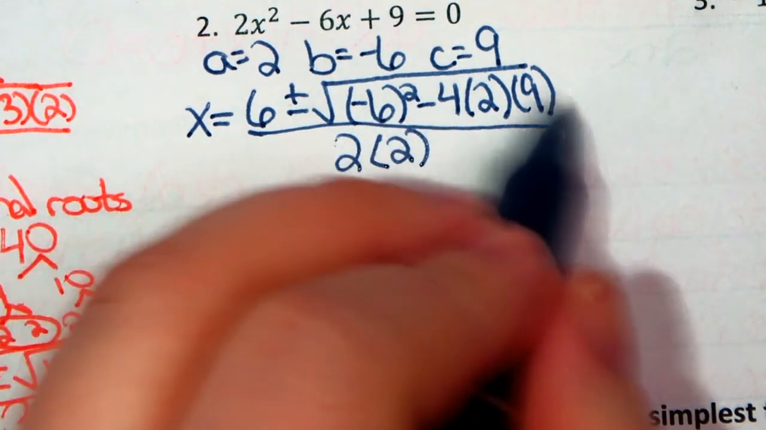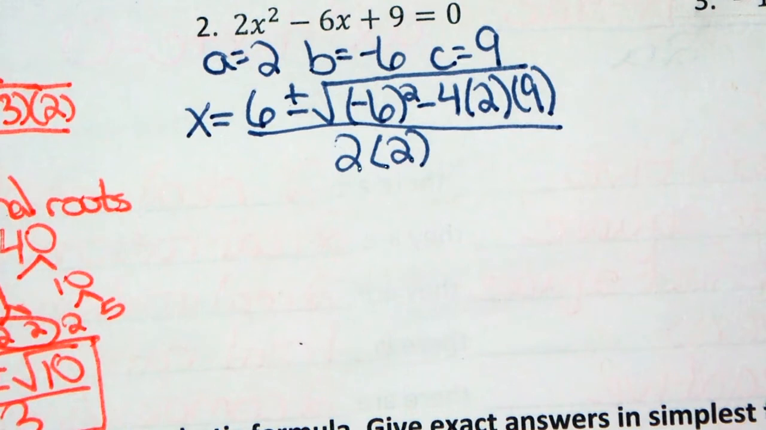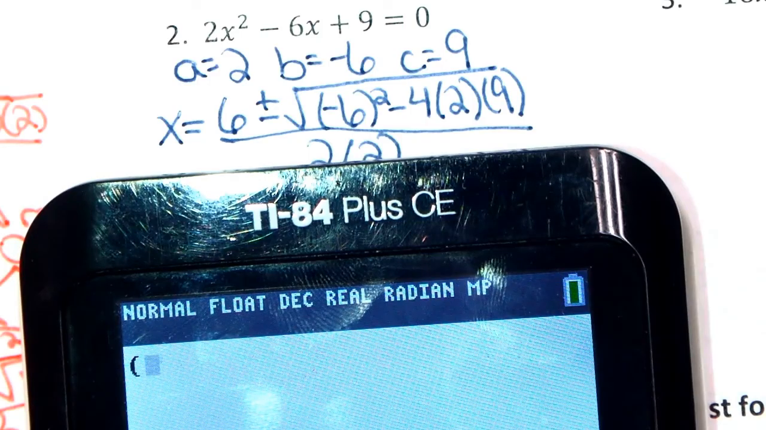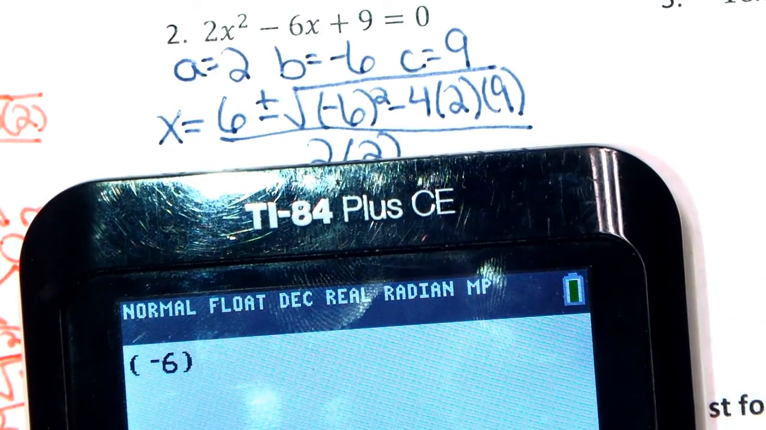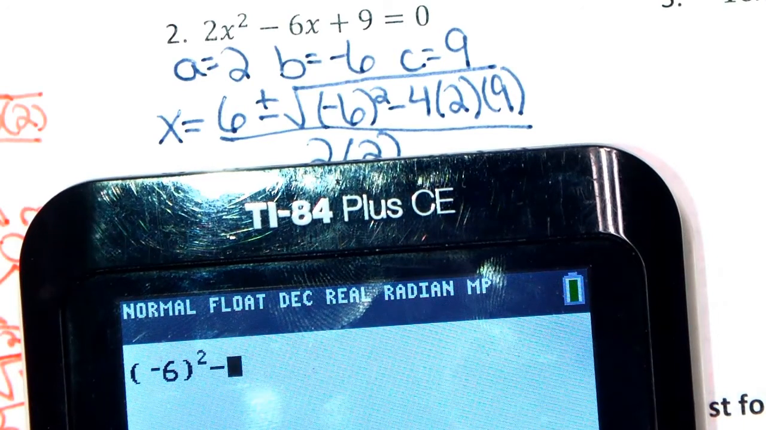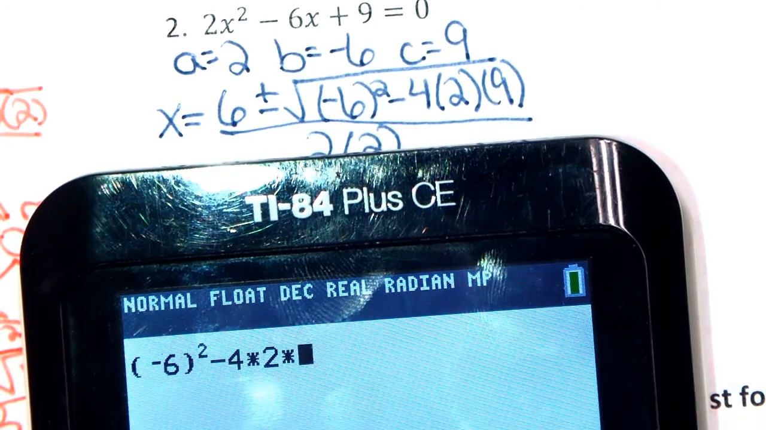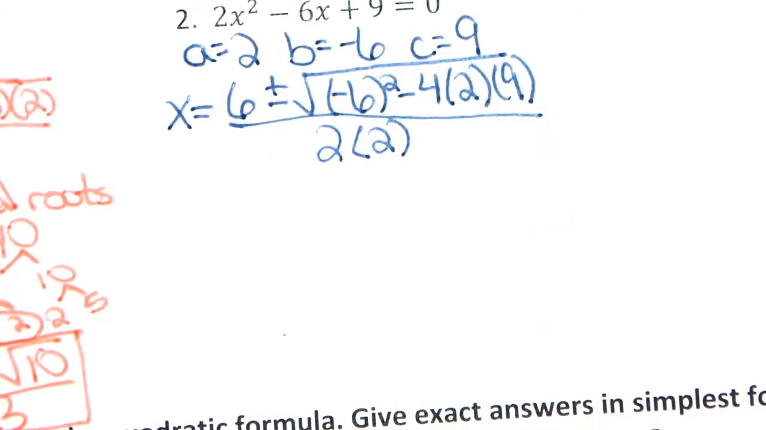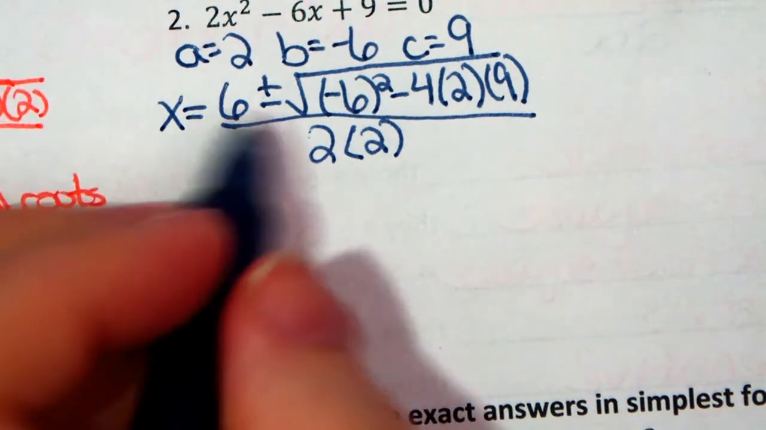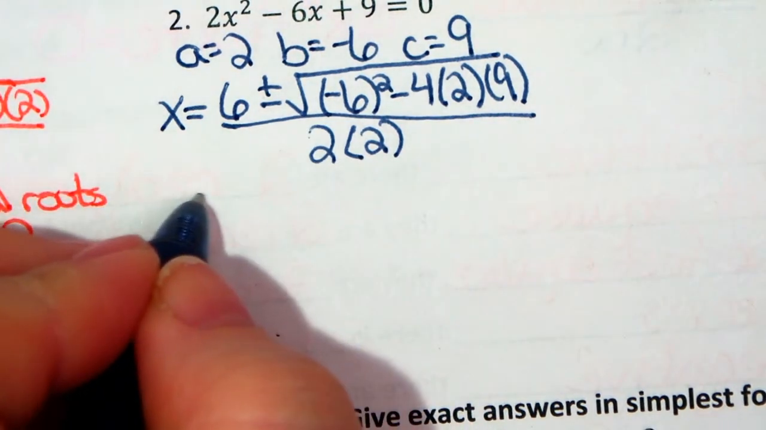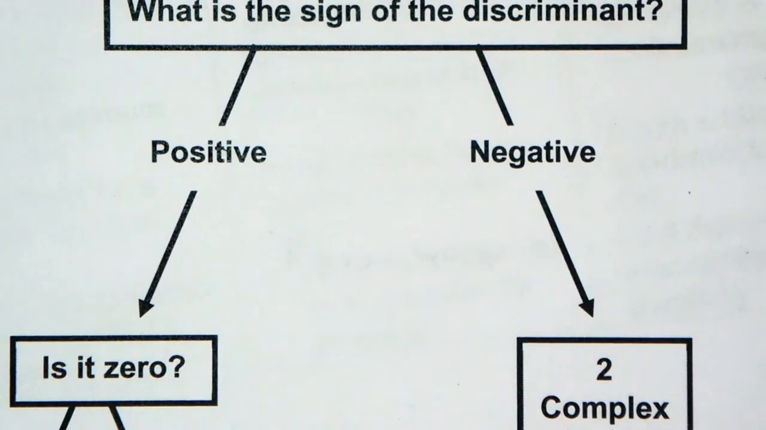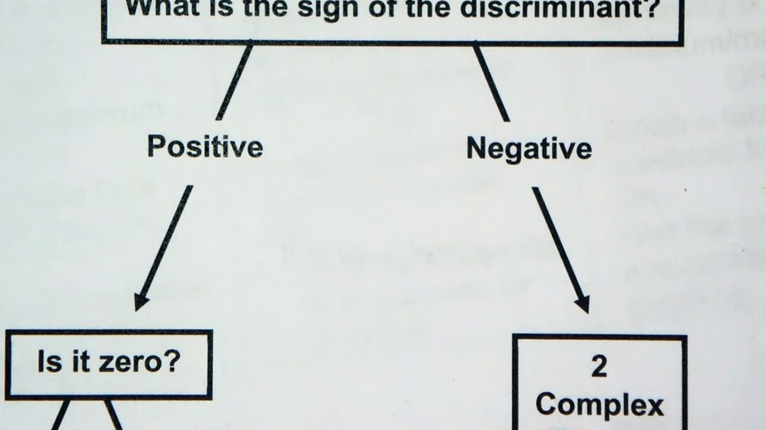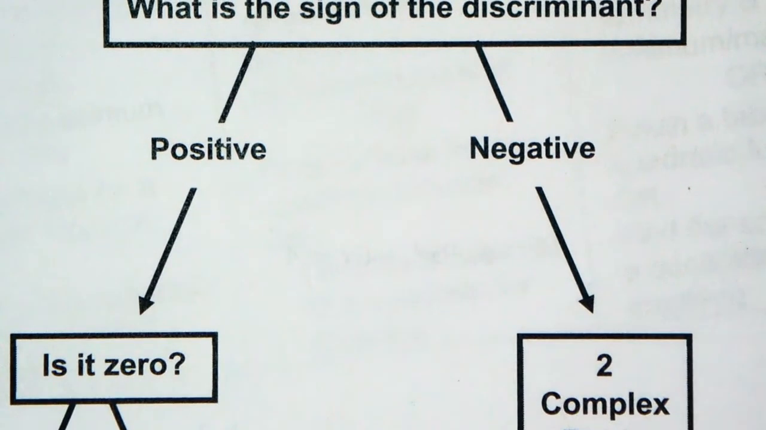So we're going to type our discriminant into our calculator. Parentheses, negative 6, close parentheses, squared, minus 4 times 2 times 9. So our discriminant is negative 36. That means that if we follow this flow chart, the sign of our discriminant was negative, which means that we're going to have 2 complex roots.